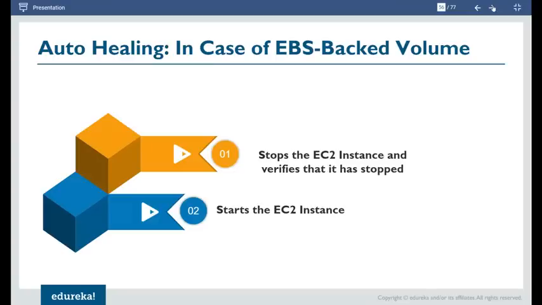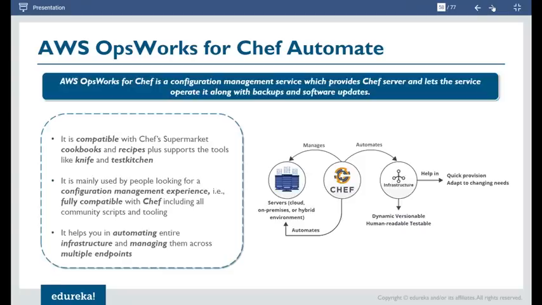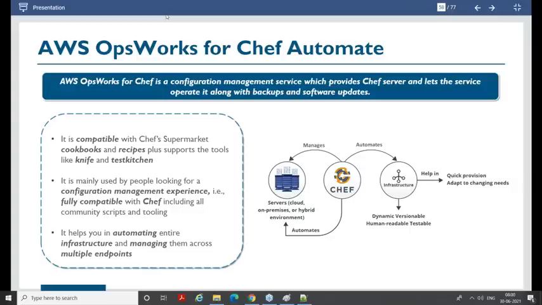In case of your EBS-backed instance, it will stop your EC2 instance, verify that it has stopped, and start that EC2 instance once again. That's how your auto healing functionality works. So the purpose of auto healing is to ensure communication is always up and running.